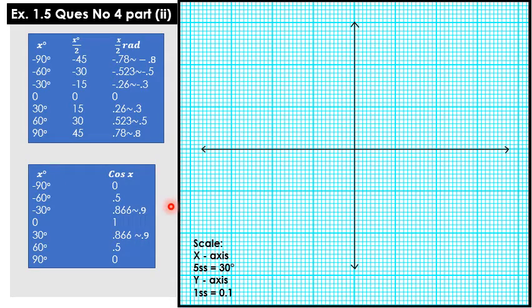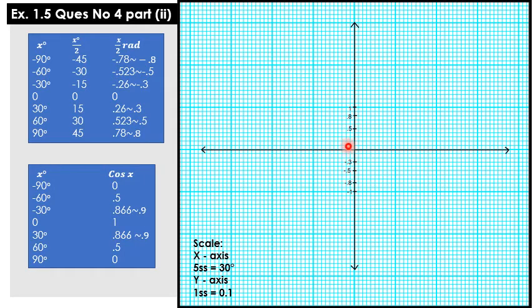Now let's get to our graph paper. We have drawn the x-axis and y-axis. Let's take the scale on these. The scale on the x-axis is 5 small scales equal to 30 degrees, and on the y-axis 1 small scale equals 0.1. We mark 0, and then after counting small scales 1, 2, 3, 4, we mark 1 here and minus 1 here. On the x-axis we mark minus 30 after 5 small scales, minus 60 after 5 small scales, minus 90, and so on.